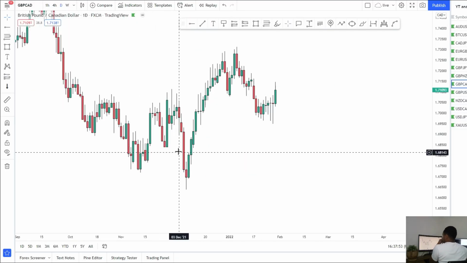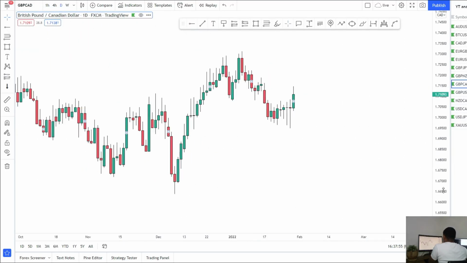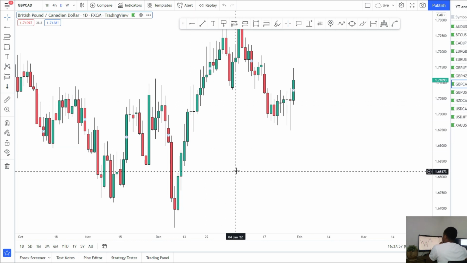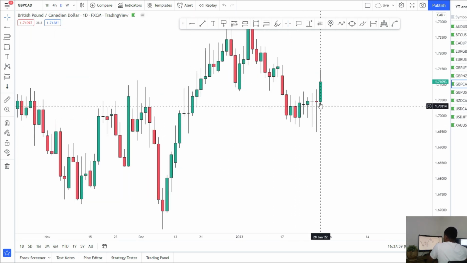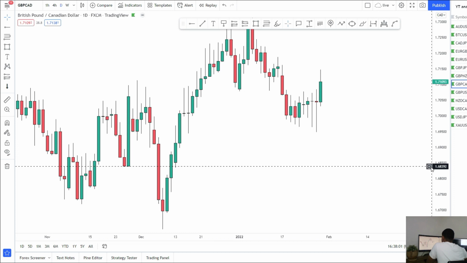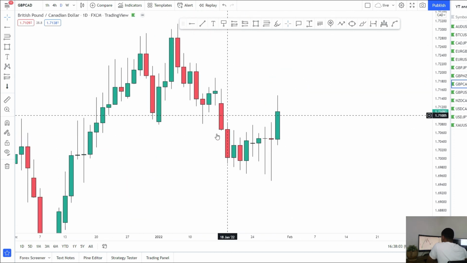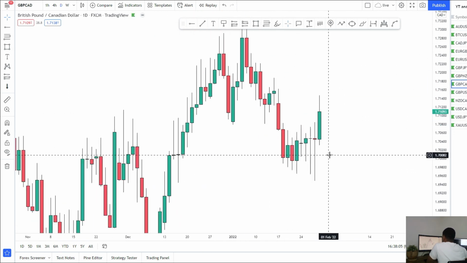Okay, so let's take a look at pound CAD. So pound CAD, as you can see, overall this week kind of choppy, price was just moving sideways, and towards the end of Friday there, we've seen some upside momentum, potentially breaking out this consolidation and continuing up.